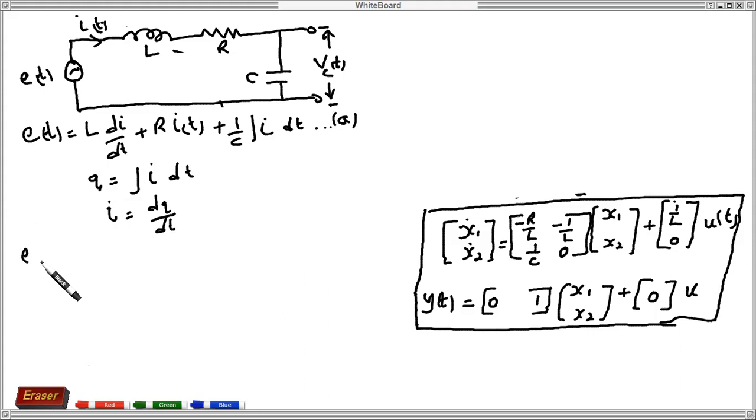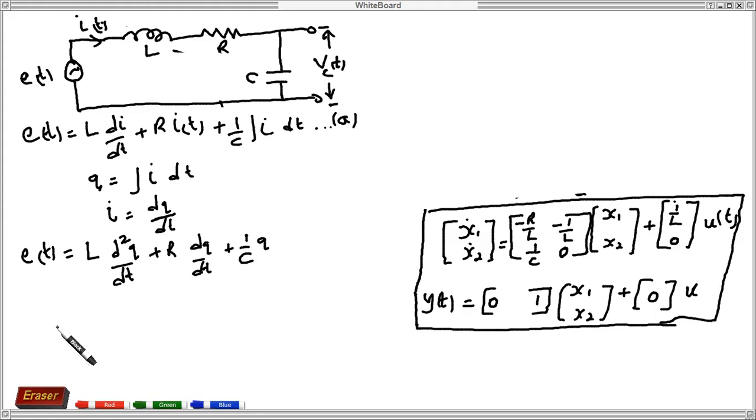We can substitute for this into equation A as follows. So we can write equation A as E of t is equal to L, and then di/dt would mean we differentiate I and differentiate dq/dt, which will give us the second derivative of Q as d squared Q/dt squared, plus then Ri of t would mean that this is R dq/dt, and then plus 1 over C, the integral of I dt. The integral of I dt is Q.